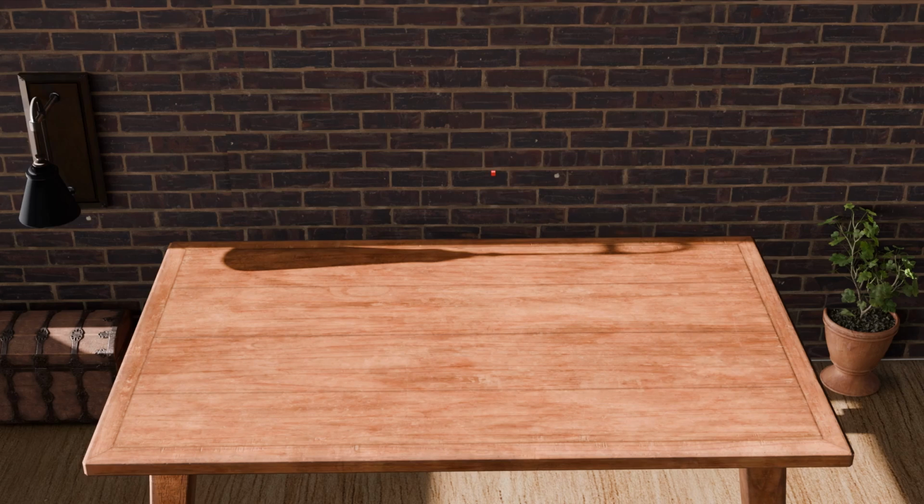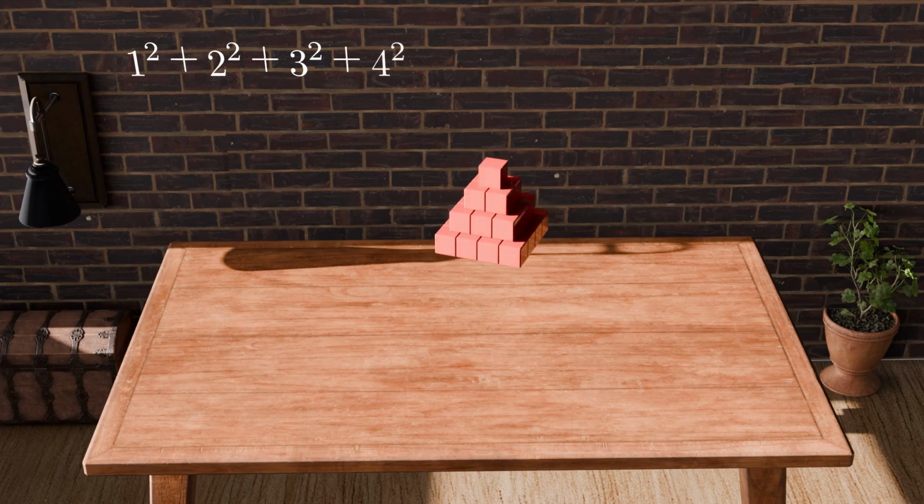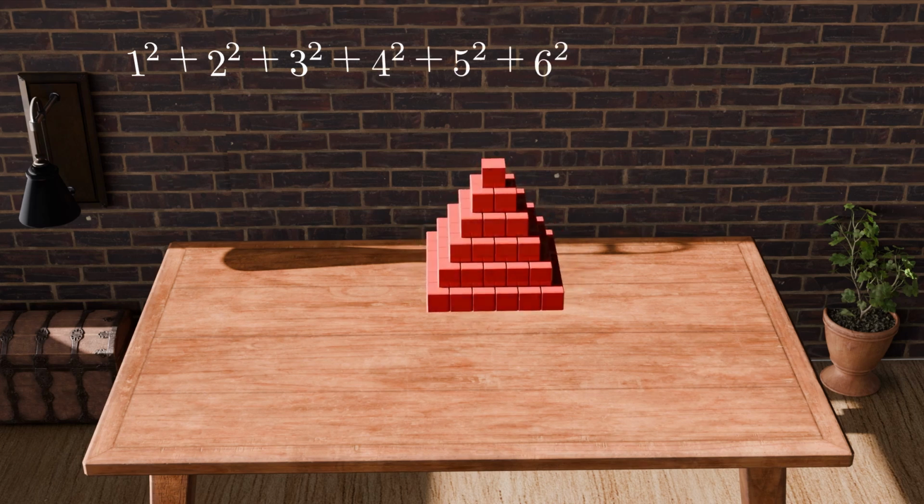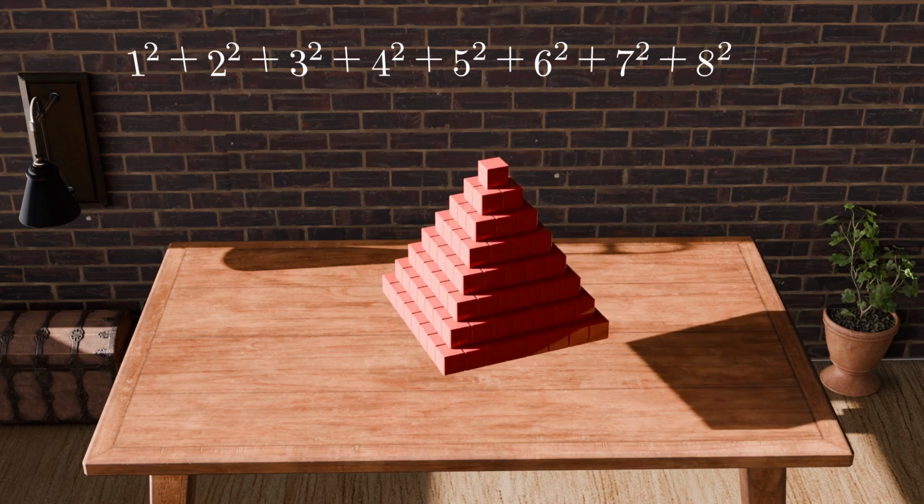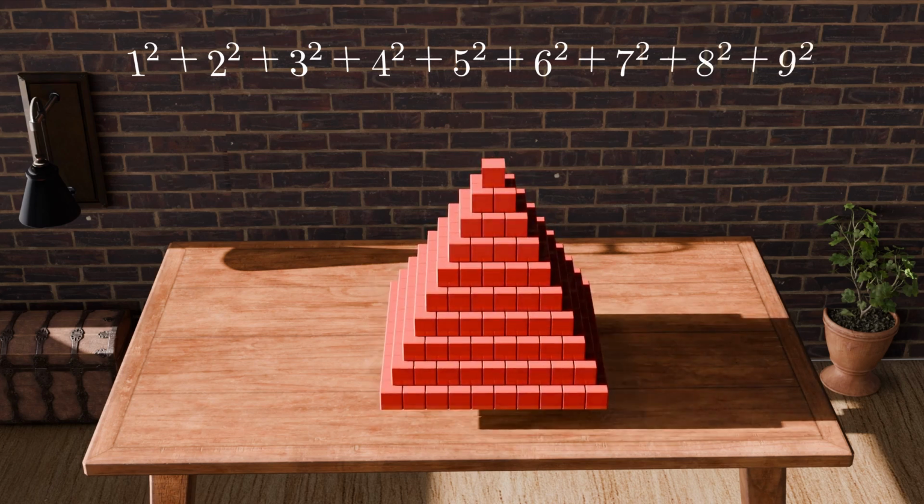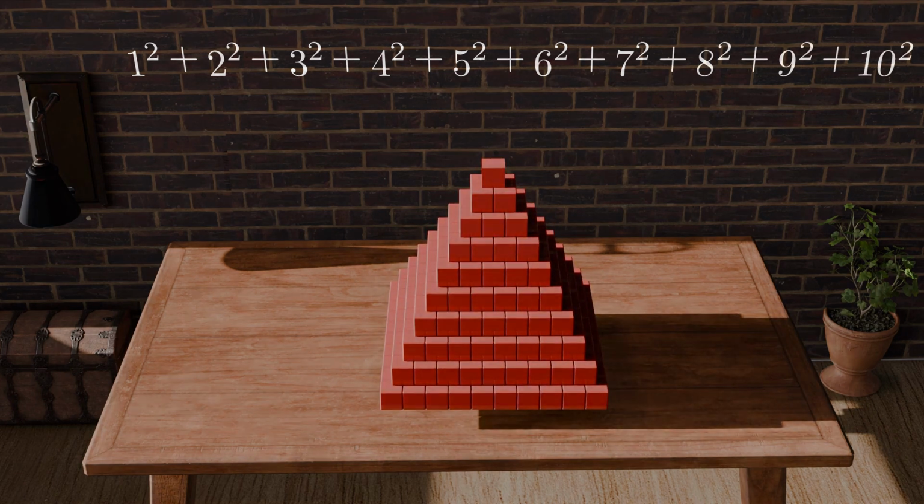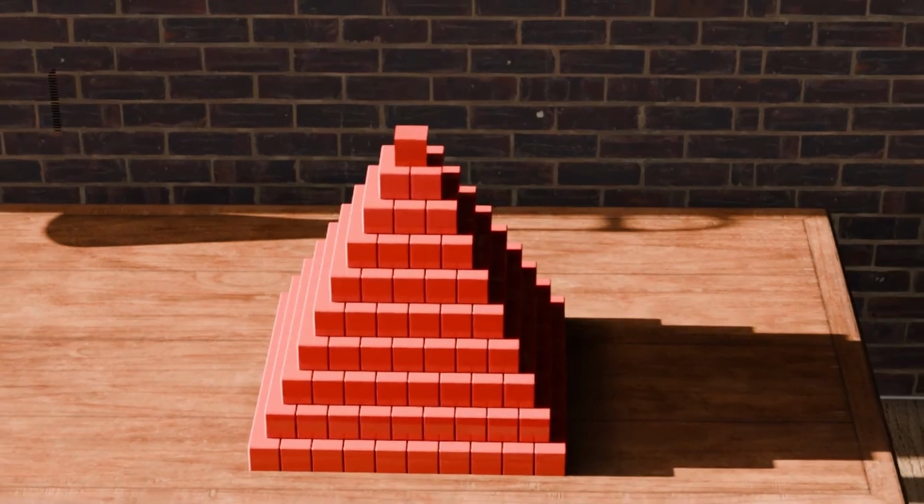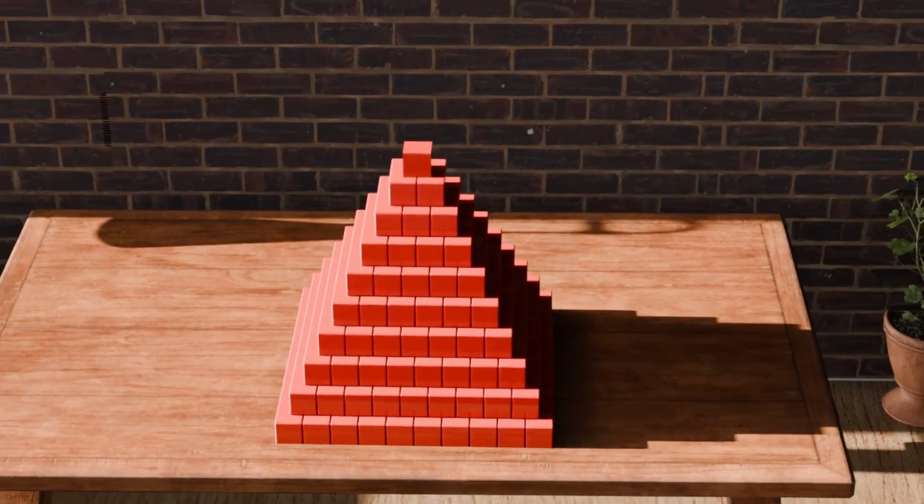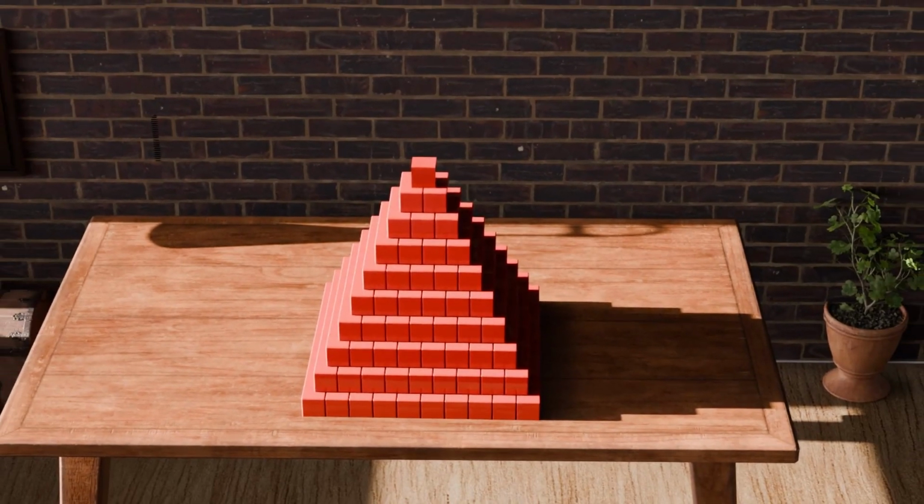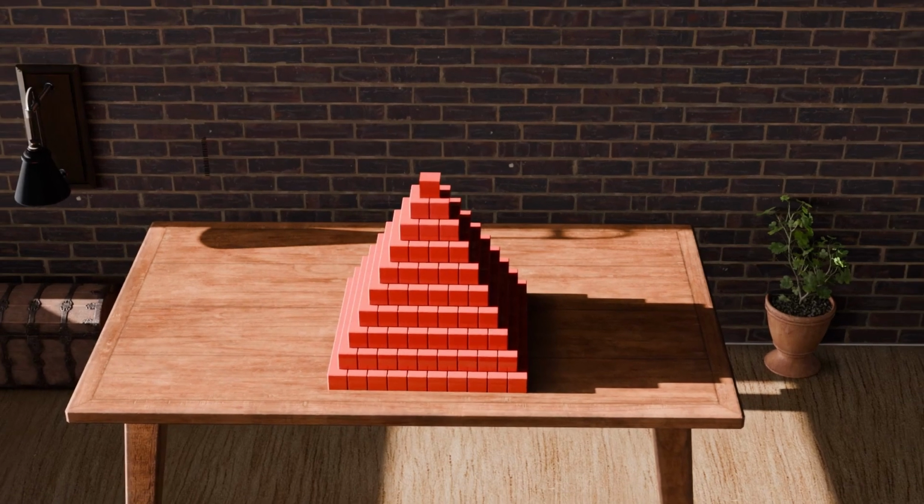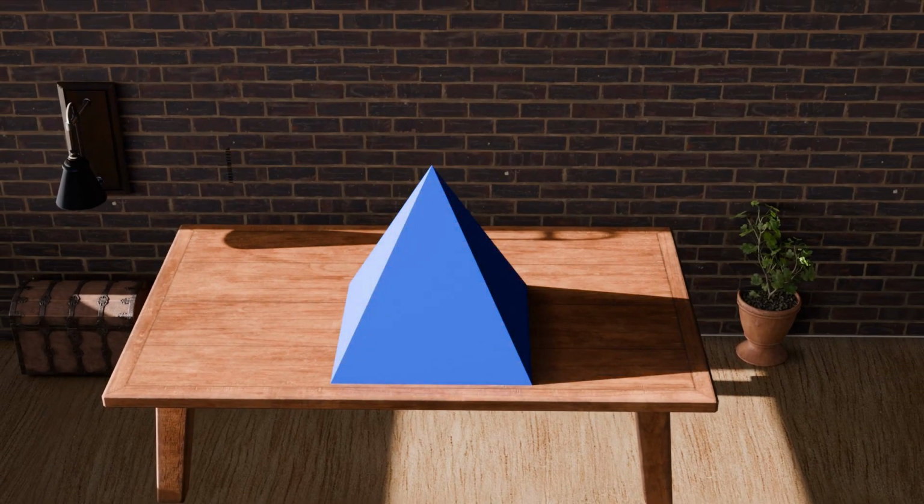So we have 1 squared, 1 cube, 2 squared, 4 cubes, 3 squared, 9 cubes, 16 cubes, 25 cubes, 36, 49, 64, 81, and finally 100 cubes for the 10 squared. If we stack them layer by layer, we get a pretty interesting shape. And this shape looks oddly familiar. It's kind of a pyramid.